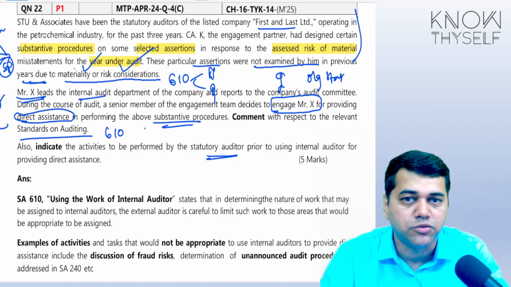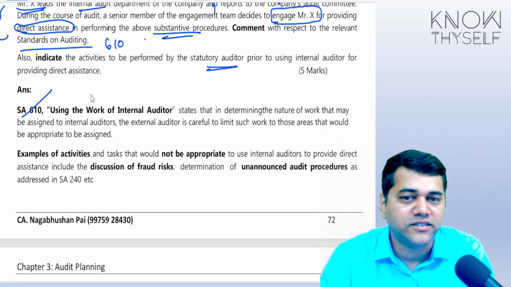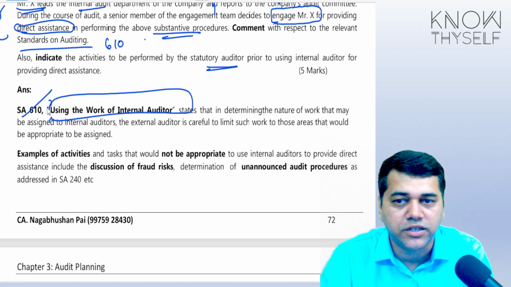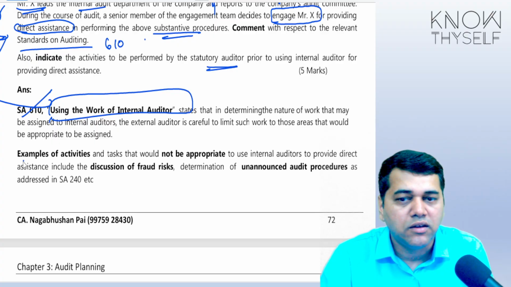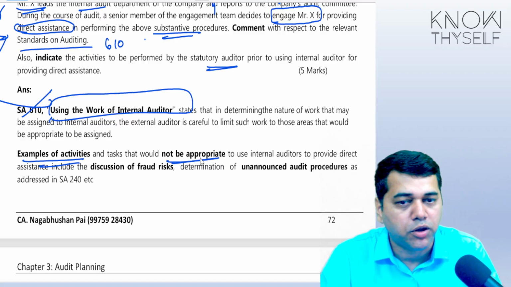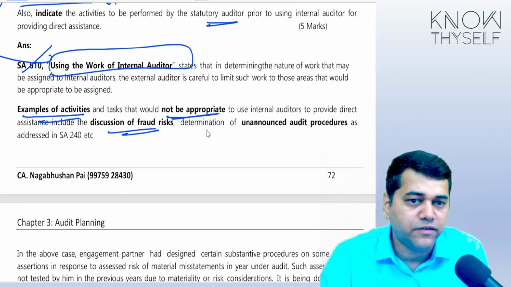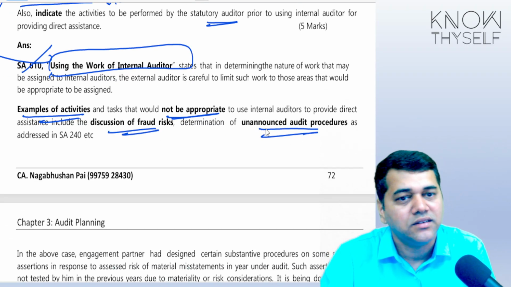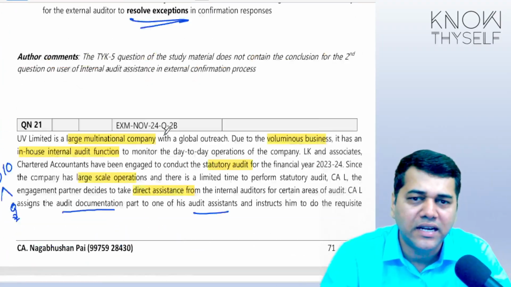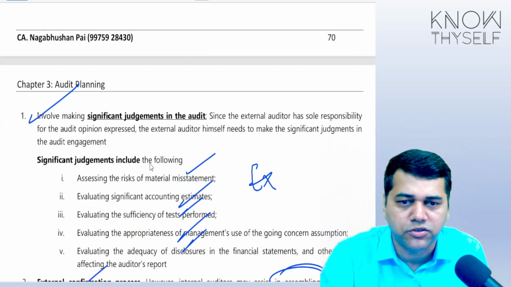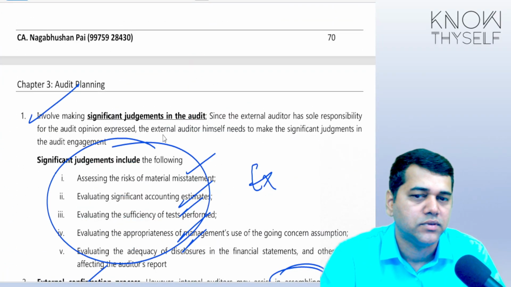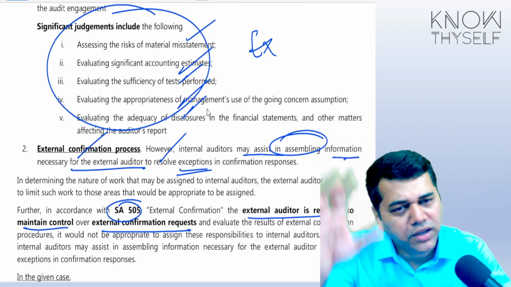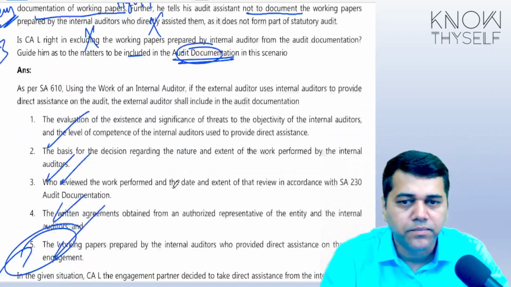What all the activities to be performed? So now you say SA 610, using the work of internal auditor, is the relevant standard. Now, what are all the examples of activities that are not appropriate? Fraud risk factor, surprise. You can go back and write this answer. These are all the activities you are not supposed to use them for. Plus ROMM. Okay, you can write your own answer.